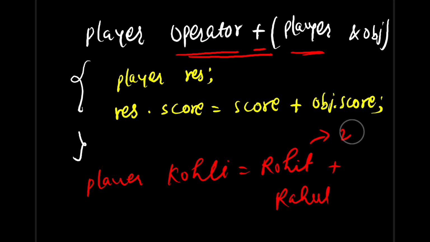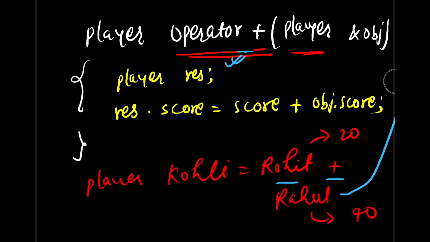Rohit had scored 20 runs and Rahul had scored 40 runs. So what will happen here? When we call it like this, for this Rohit, the compiler will understand, okay, we have to do a plus operation, and it has this function which we have added in our class. So now the compiler will be able to understand, okay, I have to do a plus operation, and we have this function for this. So this Rahul object will come here, and this object will be updated.